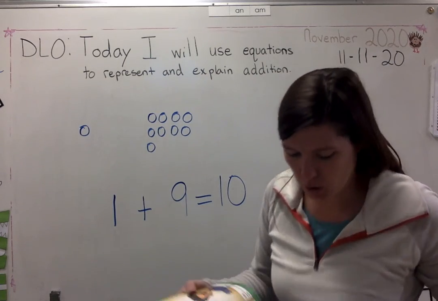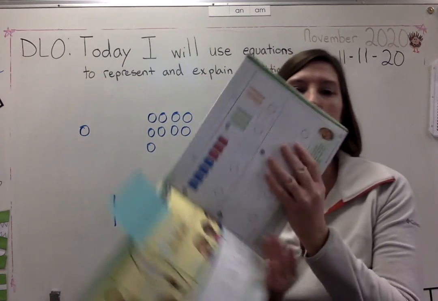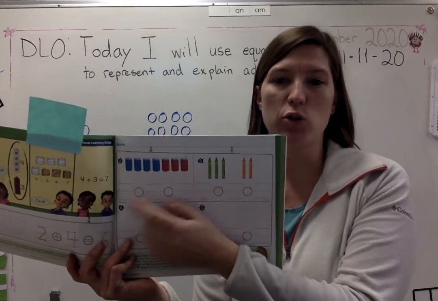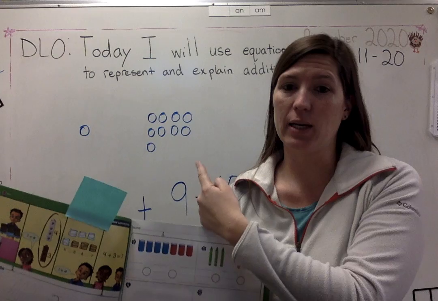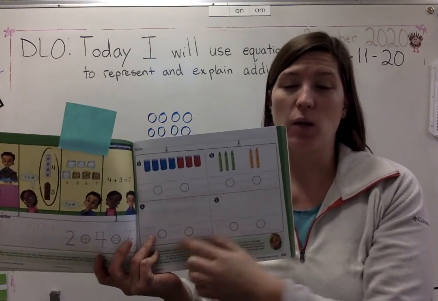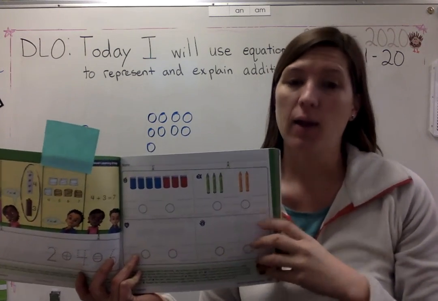Now it will be your turn to listen to the stories, because some of them have pictures and you'll just write the equation. Some of them do not. So you'll need to do what I did, drawing pictures and write an equation to go along with it. Now it's your turn.